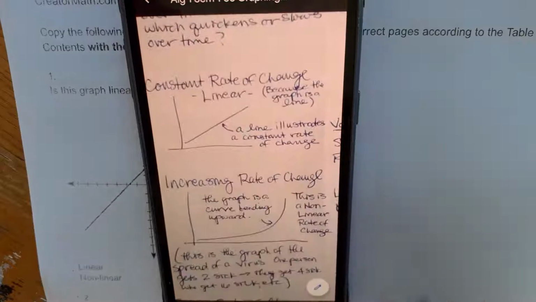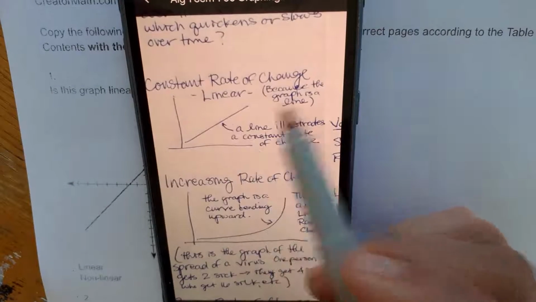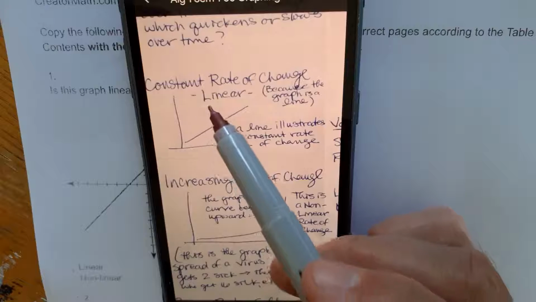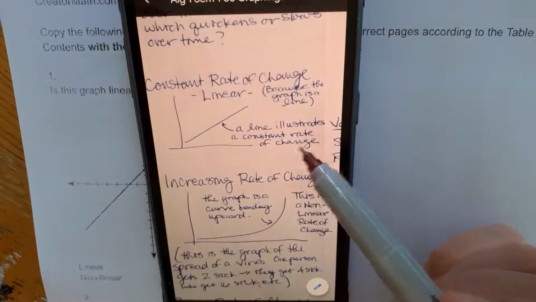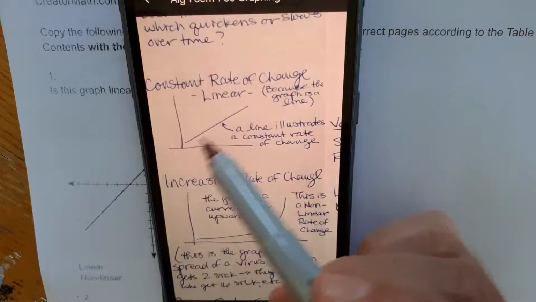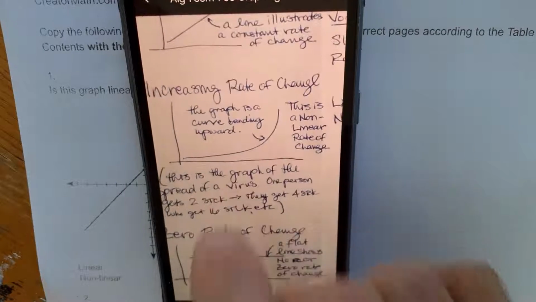It just explains things like a constant rate of change, what this looks like, because the graph is a line. What linear means, right? A line illustrates a constant rate of change. So a constant rate of change, we're discussing those kinds of things.